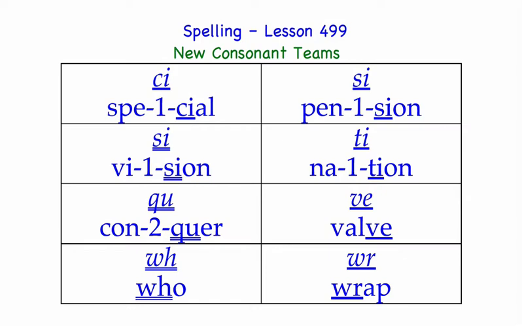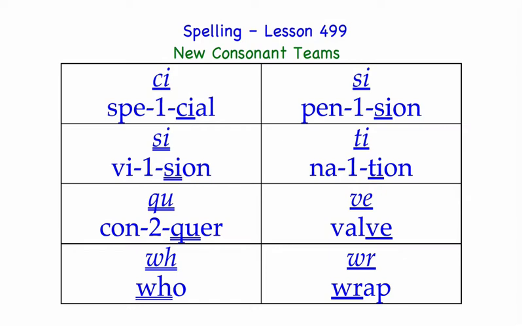Now, SI also represents a second sound, zh, which is the ZH sound, and when that happens, you double underline it. QU has a second sound, k, as in conquer. VE is a team when E's only purpose at the end of the word is to prevent the word from ending in the letter V. English words do not end in the letter V. WH has a second sound, which is h, as in the word who. The first sound for WH is wa, as in the word what.